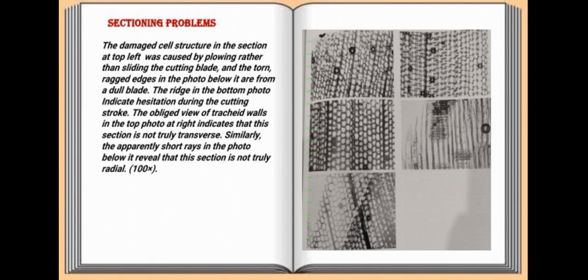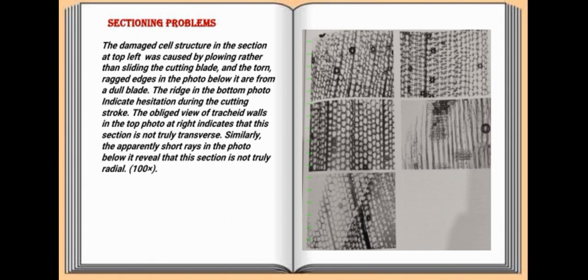The next is sectioning problems. The damaged cell structures in the section at top left were caused by plowing rather than sliding the cutting blade, and the torn ragged edges in the photo below it are from a dull blade. The ridges in the bottom photo indicate hesitation during the cutting stroke.